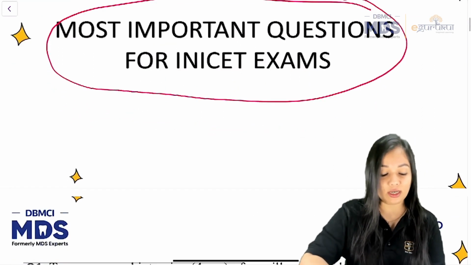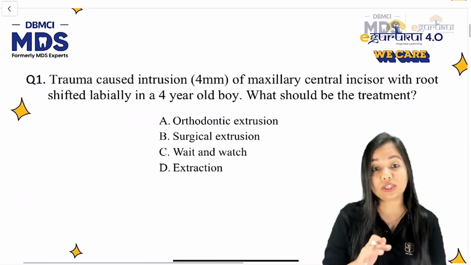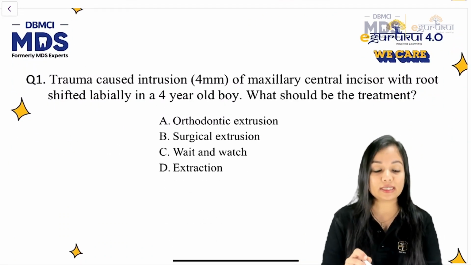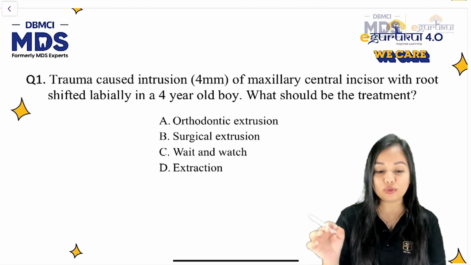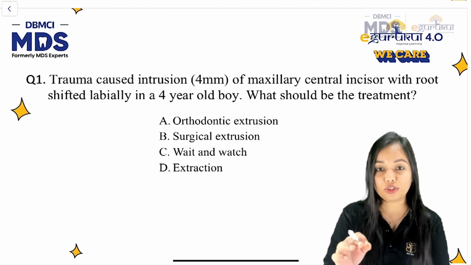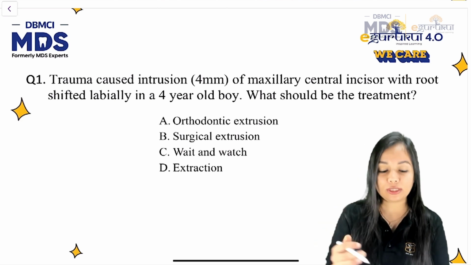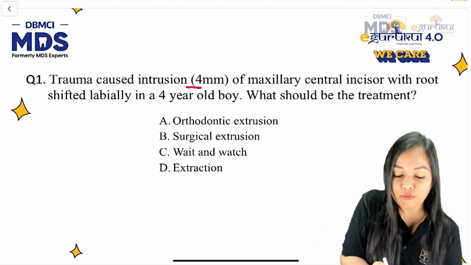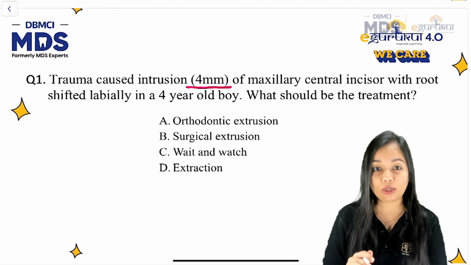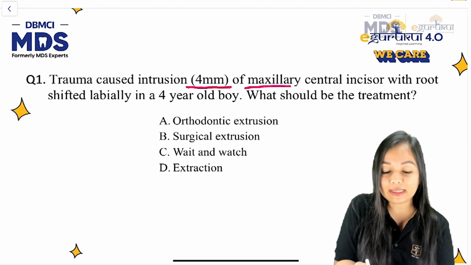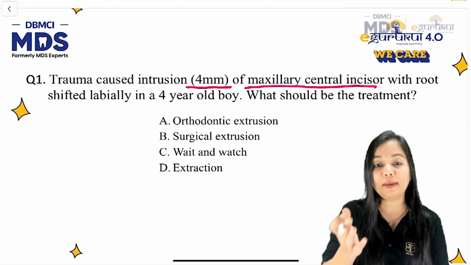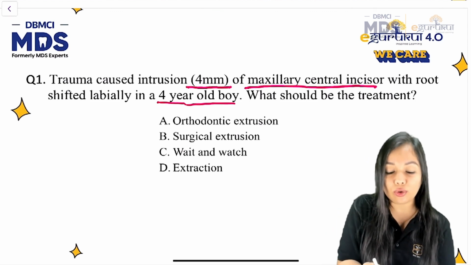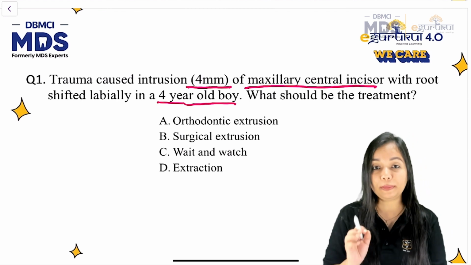Let us quickly jump to the first question that I've selected. The first question says trauma caused intrusion, and the amount of intrusion that has been caused is mentioned, that is 4 mm of intrusion has been caused in the maxillary central incisor with the root shifted labially in a 4-year-old boy. What should be the treatment?